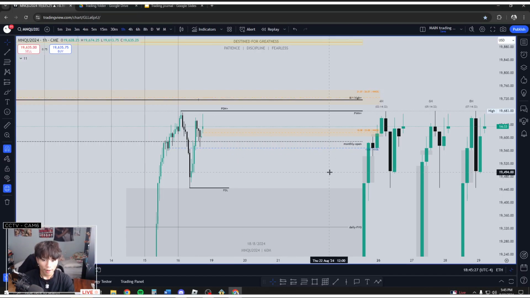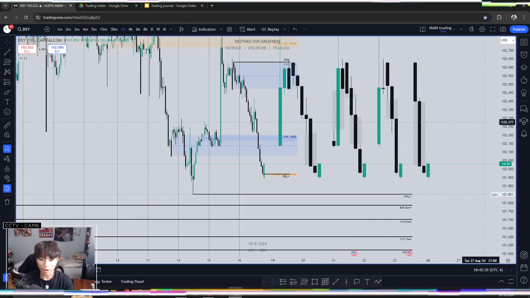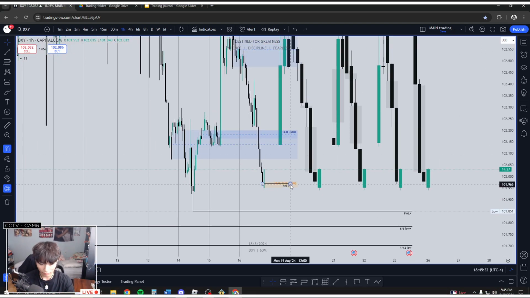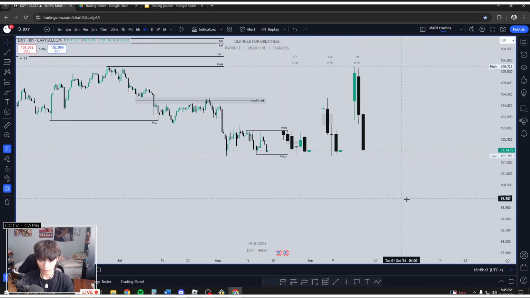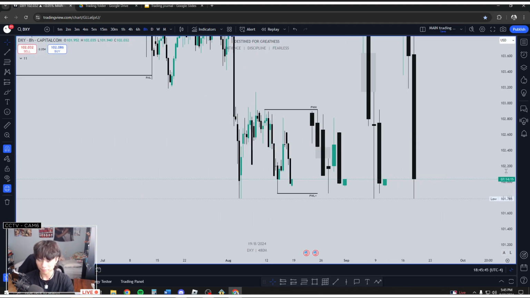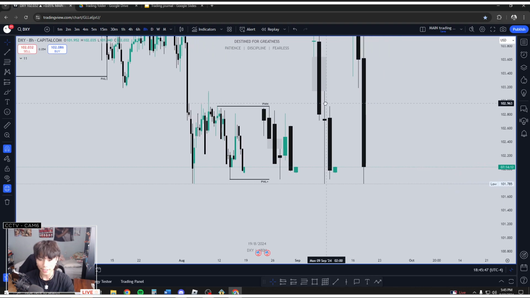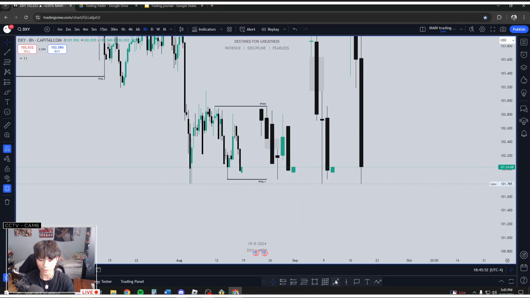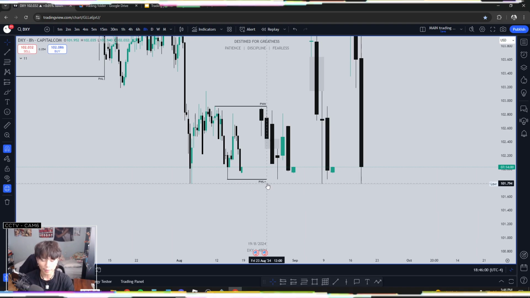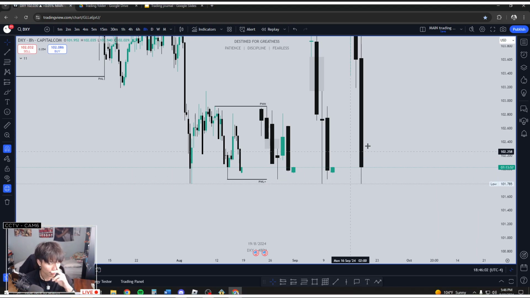So, I always start my analysis on the weekly time frame, and I always start it on the dollar. So here, based on this weekly candle on the dollar, I am anticipating for the dollar to take out the weekly low here. So that is why I have this little addition sign next to the previous week's low. I'm gonna treat that as a draw of liquidity for this week.